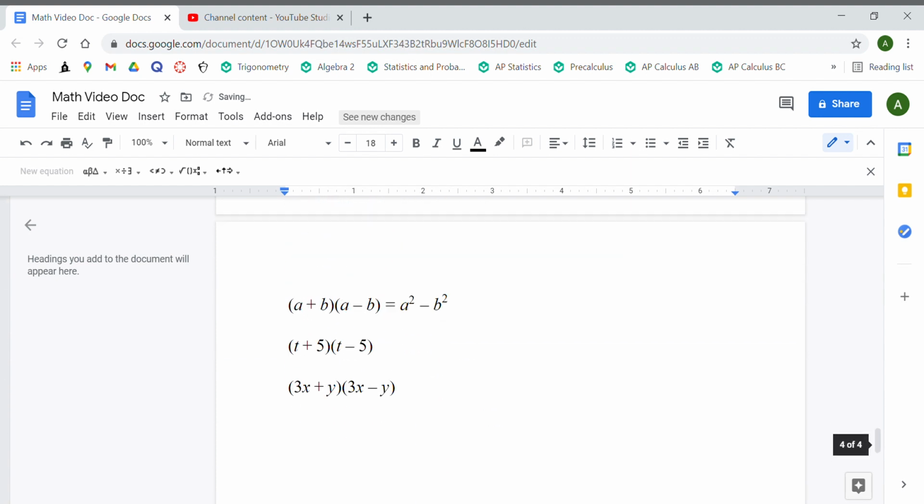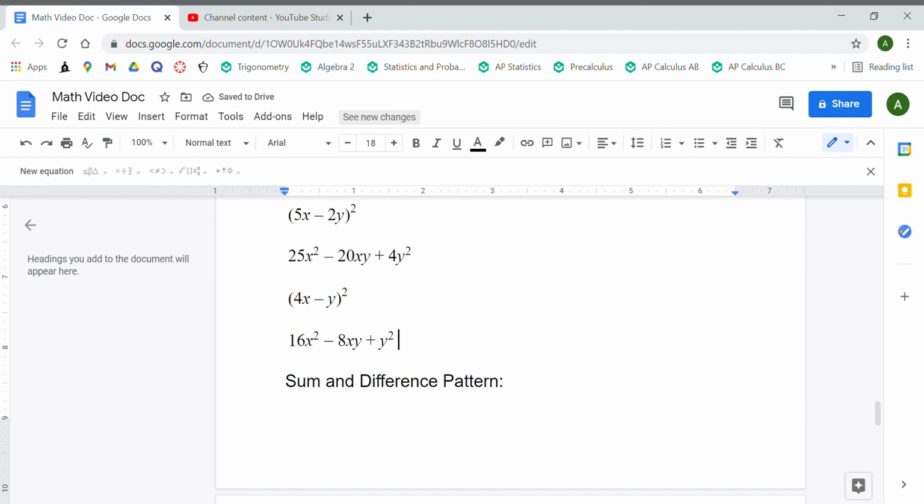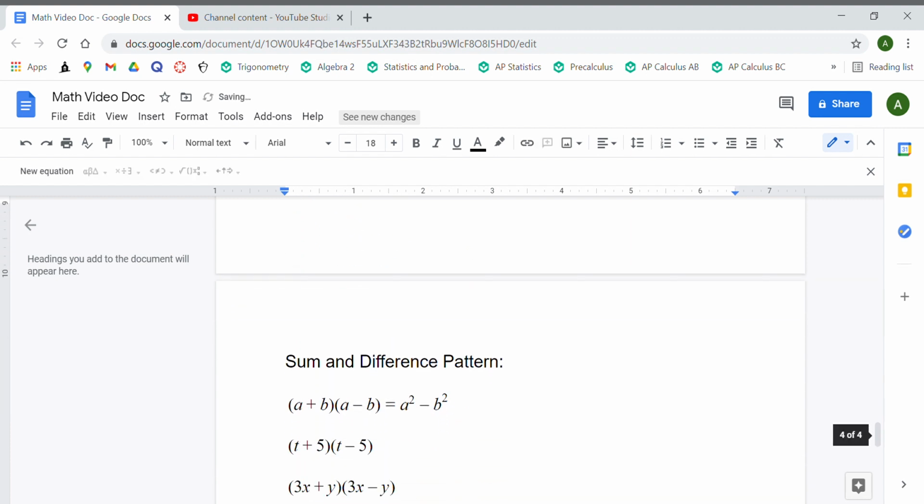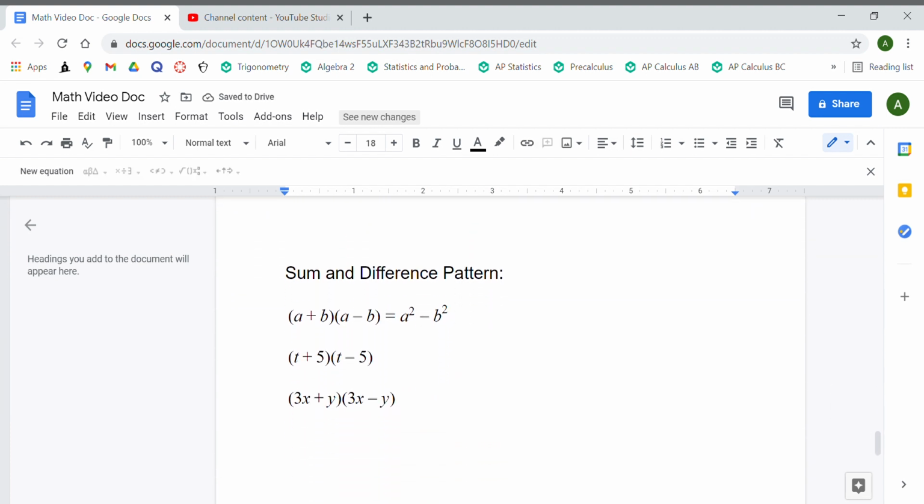Alright. One more, guys. We're almost done. So now we have the sum and difference pattern. Basically, your terms are the same, but one's the opposite of the other. And so your result is actually going to be a binomial. It's a difference of squares. That's what we call it.